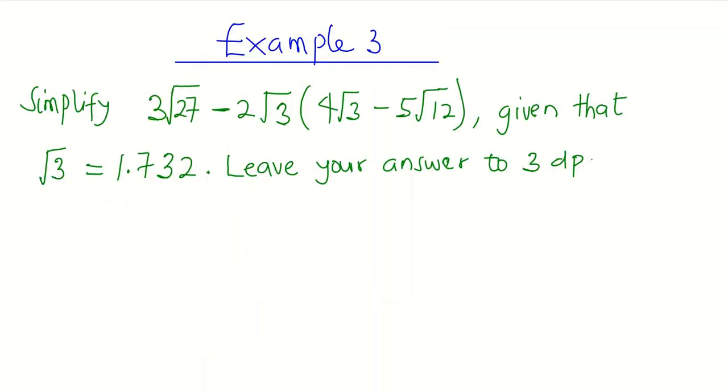In example 3, it says: simplify 3 square root of 27 minus 2 square root of 3 into bracket 4 square root of 3 minus 5 square root of 12, given that square root of 3 is equal to 1.732, and leave your answer to 3 decimal places. So with this, we first have to simplify our expression such that we get square root of 3 in it, and then we do substitution.